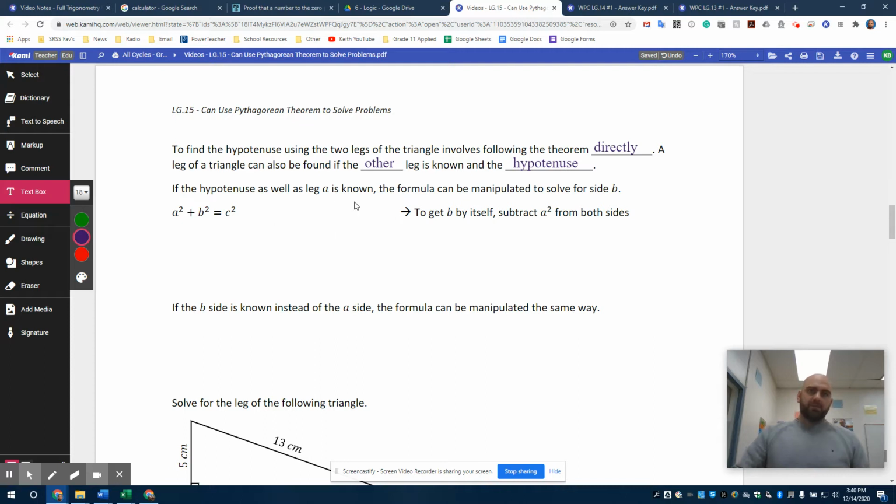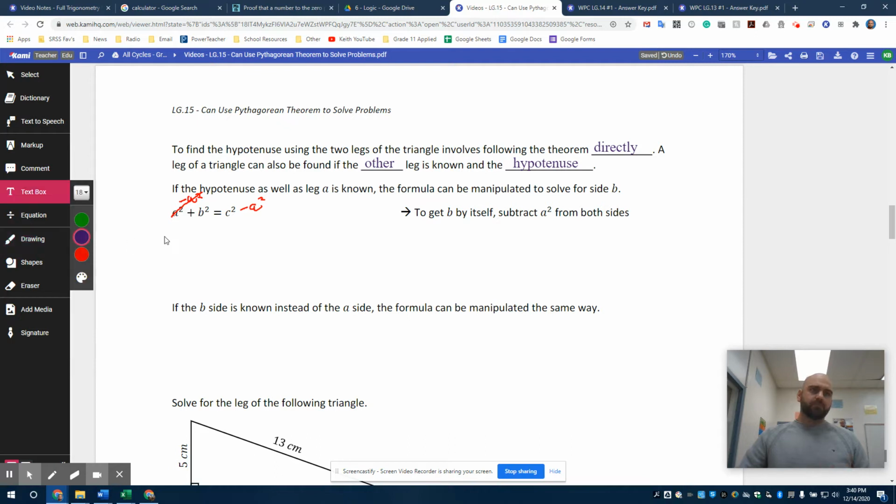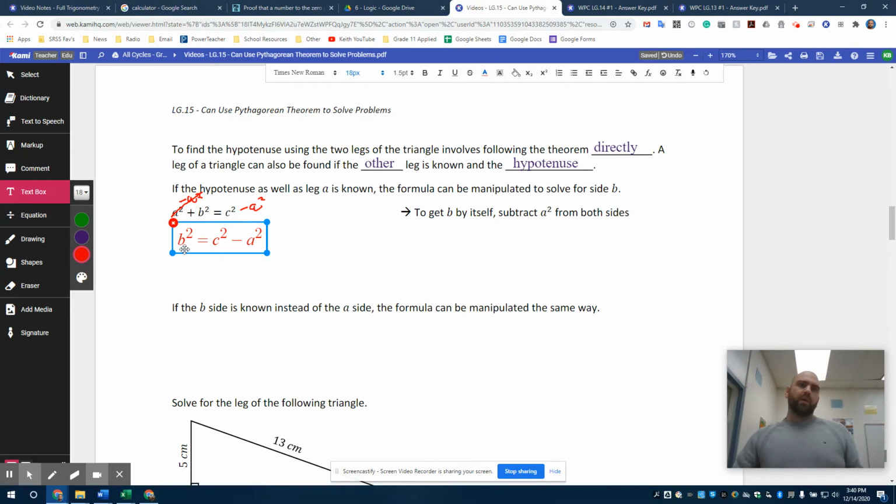Now, if the hypotenuse as well as leg A is known, we need to manipulate the formula a little bit. To get B all by itself, we're going to subtract A squared from both sides. Part of algebra is being able to manipulate formulas. If I subtract A squared from this side and from this side, I'm going to get B squared all by itself. A squared minus A squared cancels out and gives us 0. On this side we have B squared, and on the other side we have C squared minus A squared. Now we can solve for side B.